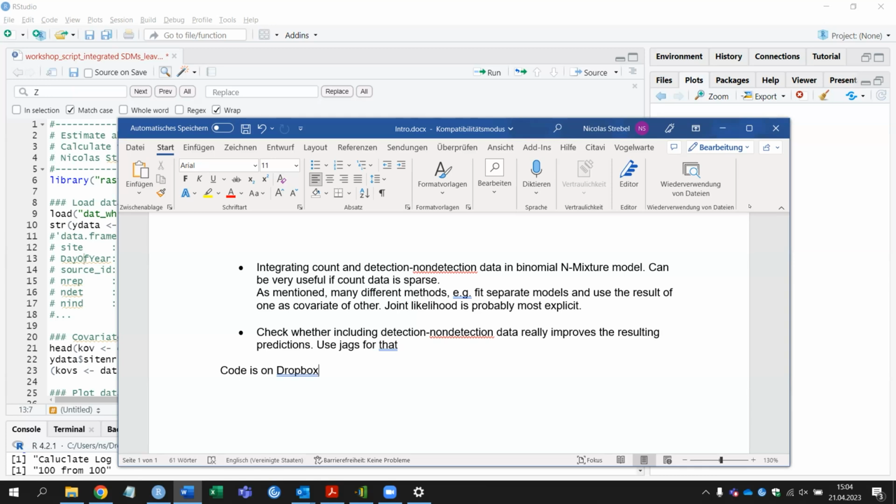Marc mentioned that there are many different methods. For example, you can fit a separate model with your detection, non-detection data, and then use the outcome as a covariate for an abundance-based model. What I will show here is a joint likelihood approach. I think it is most explicit to really combine the different data types into one model. And I will do it in JAX.